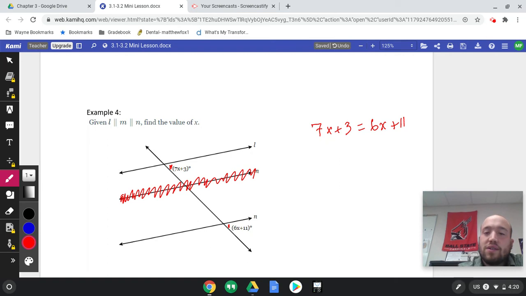Now we solve it. Subtract the 6x over. We're left with x plus 3 equals 11. We subtract the 3 over. We have x equals 8. And we're done. That's all we have to do.